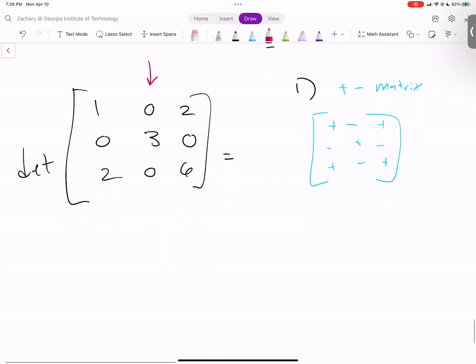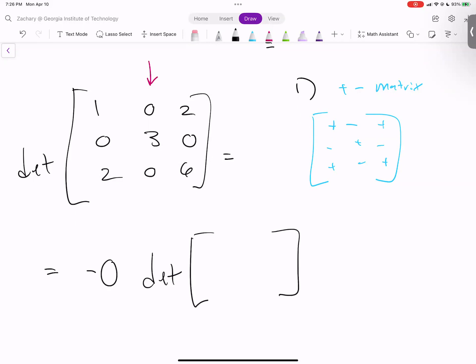So the way we do cofactor expansion is I take this number here, that's first 0. I put it in front of either a plus or a minus from the plus minus matrix. And then I multiply by the determinant of whatever is not in that row or column. So the first thing would be minus 0, the determinant of whatever is not in my column or row. So I'm left with 0, 0, 2, 6.